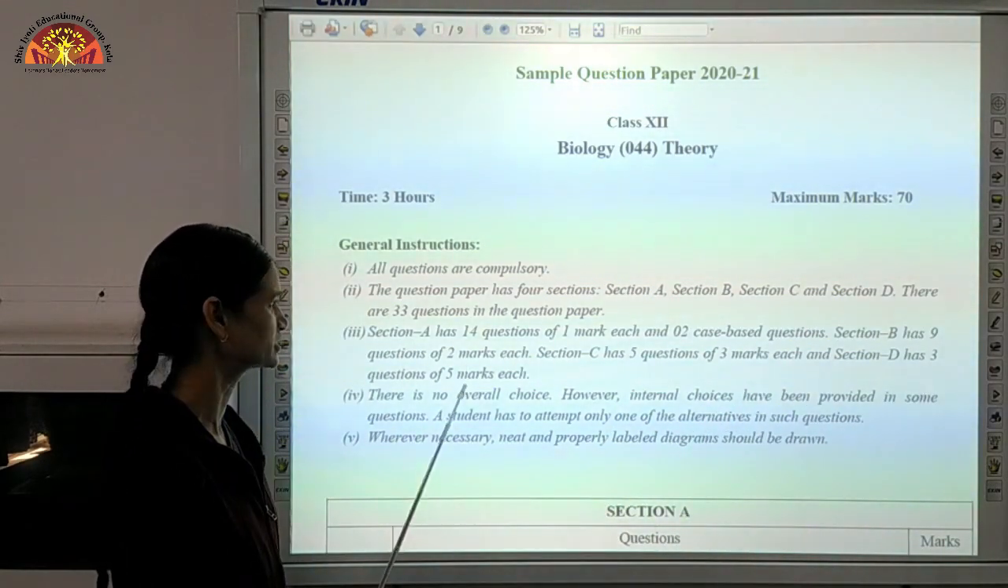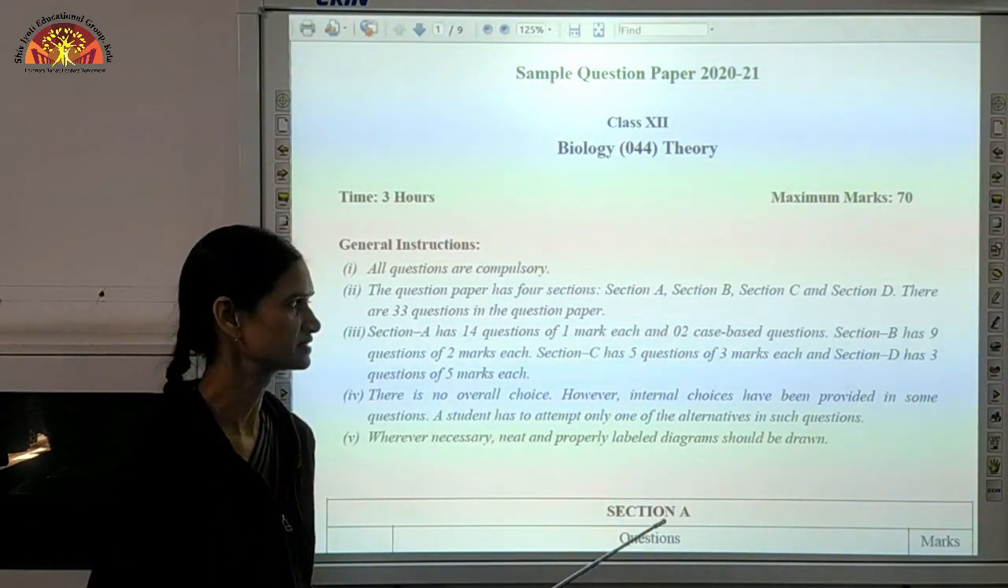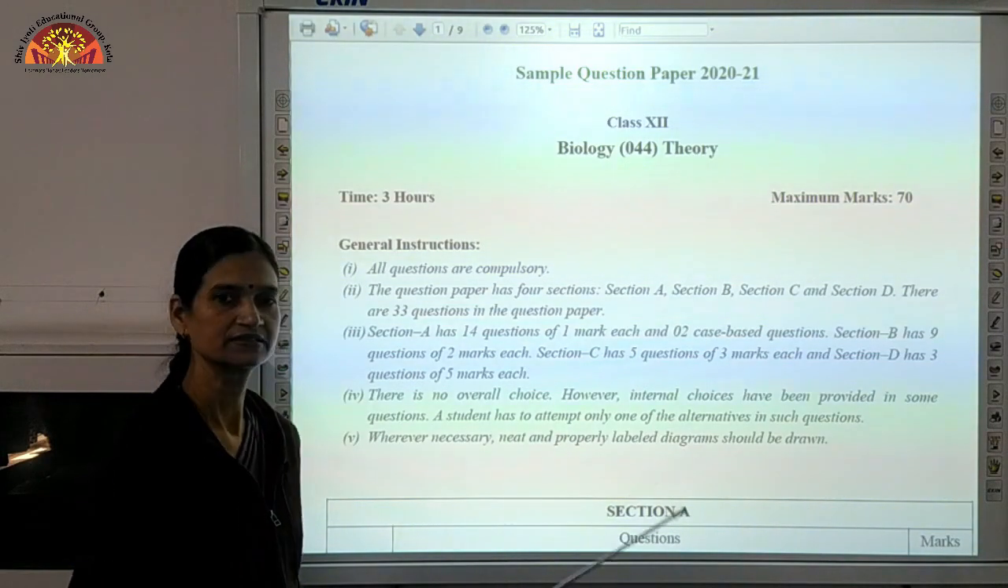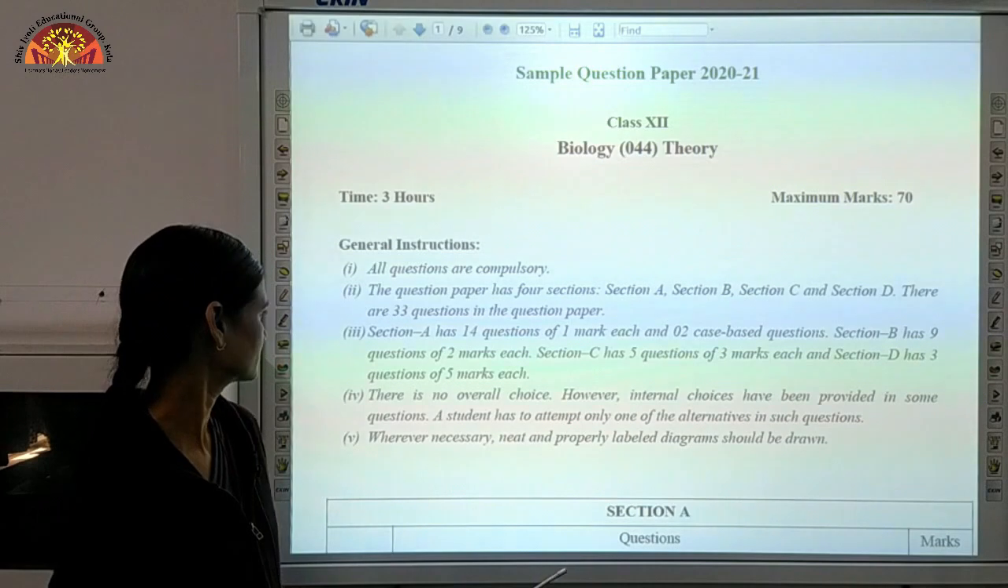Section B has 9 questions of 2 marks each. Section C has 5 questions of 3 marks each, and section D will be having 3 questions of 5 marks each, as it was coming in the previous years.